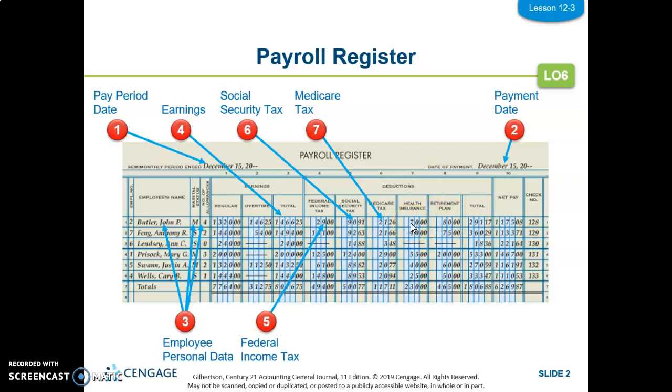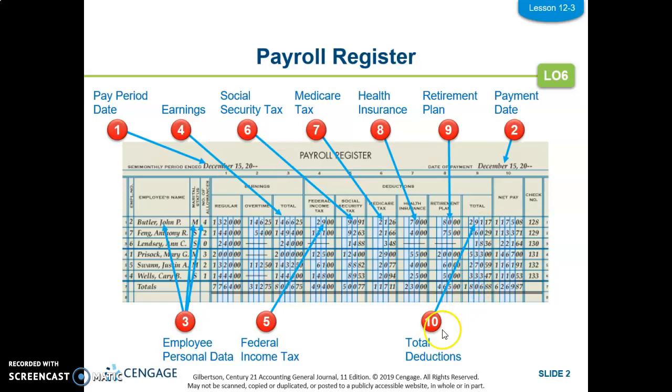Health insurance, retirement plan. These I would just note that they are at the employee's direction, and your directions in MindTap will always tell you what those are. And then we total all the deductions, so FIT, Social Security, Medicare, health insurance, retirement plan, to get to the total deductions.